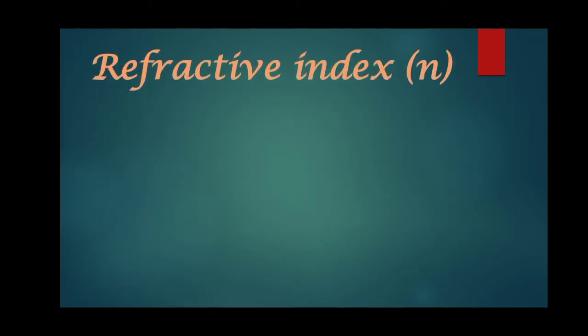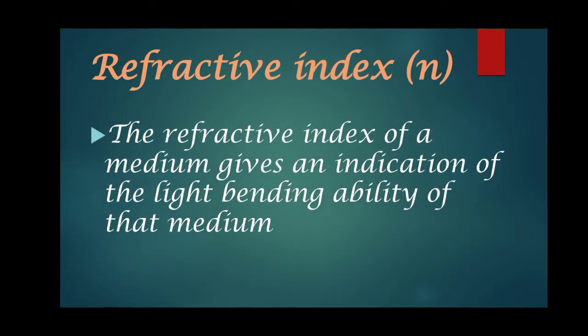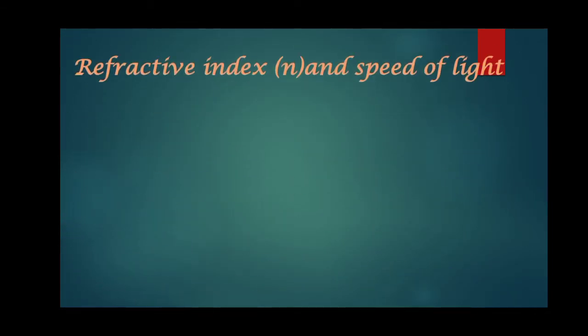Refractive index. The refractive index of a medium gives an indication of the light bending ability of a medium. Refractive index is represented by the letter n. Now let us discuss the refractive index and speed of light.